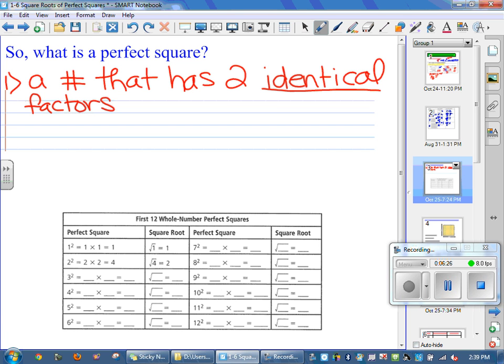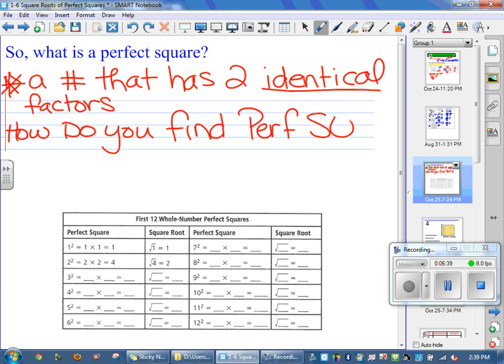How do you find perfect squares? Or should I say, how do you find perfect square factors? This is a strategy we use. All right. How do we do it? We square root our area. You square root the area.